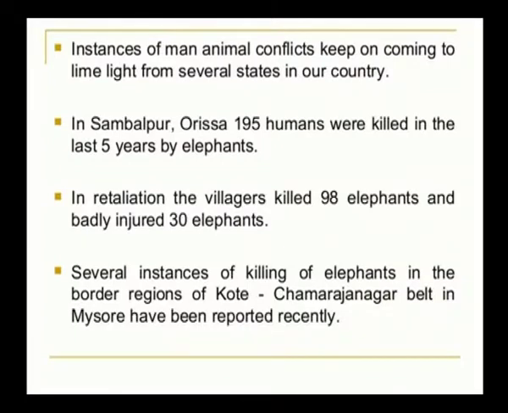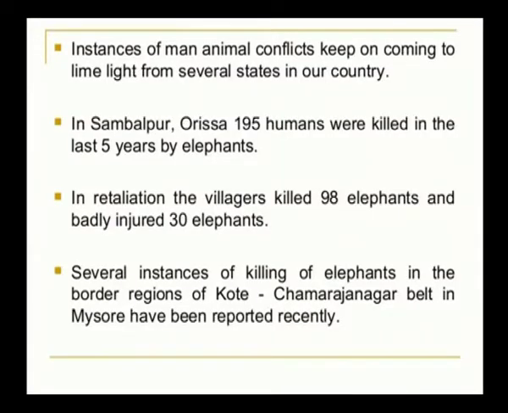Over the past few years, in Sambalpur in Orissa, about 200 human beings have been killed by elephants. Then again, in retaliation, the villagers went and killed about 100 elephants and badly injured 30. Such conflicts do not happen only in this state, but across different states, let it be Kerala or Tamil Nadu, because we actually use these animals for our purposes. But when we end up going into their land, be it forests or anything else, they tend to come for food because that is their habitat. They don't realize that we have taken over that habitat.